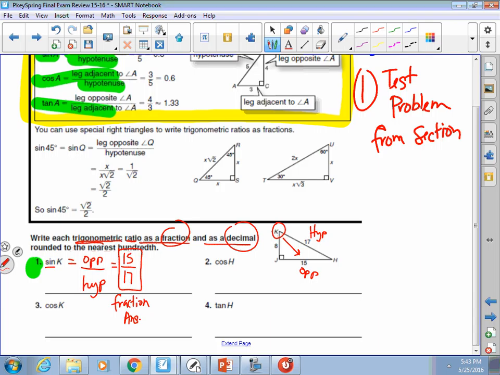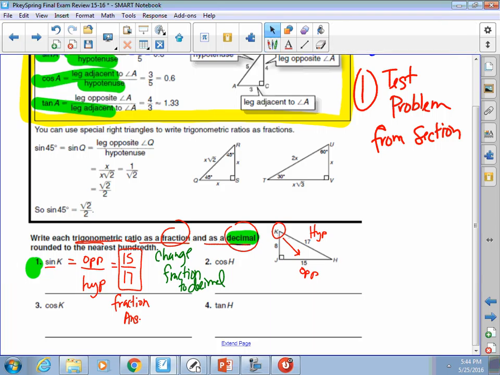Now, if they ask for the decimal, they're talking about this decimal here. If they want the decimal, then that's when you change the fraction to decimal.